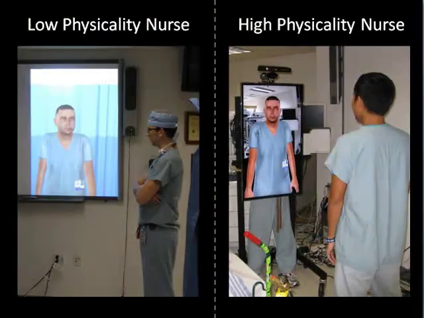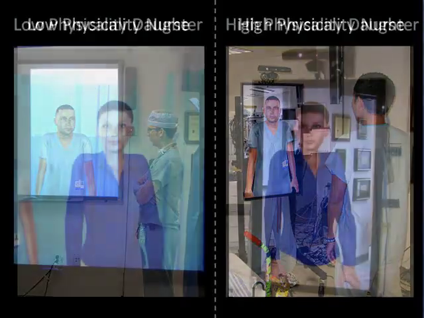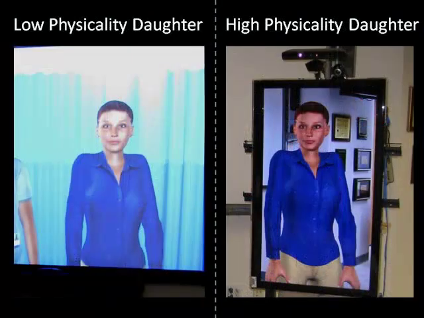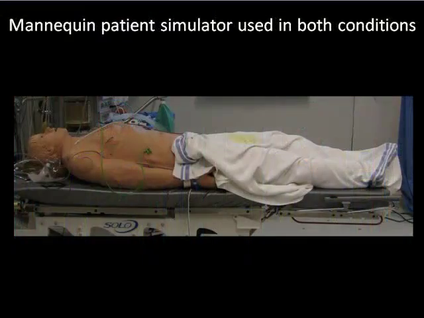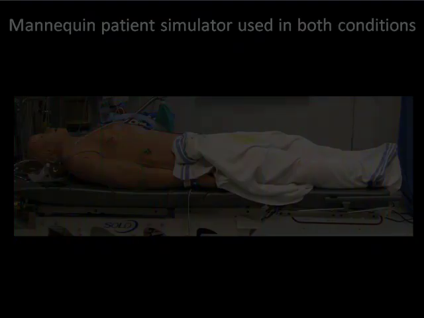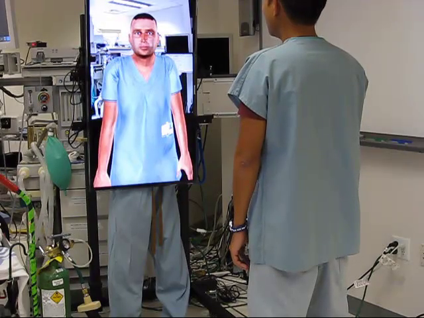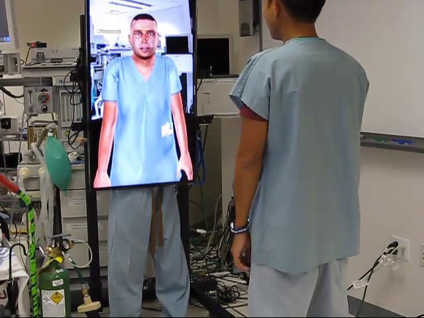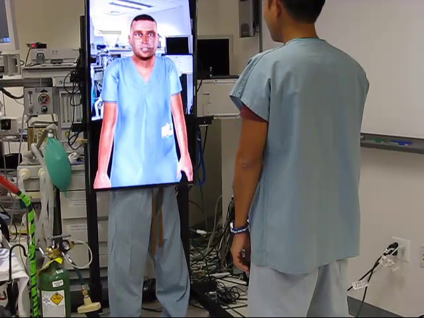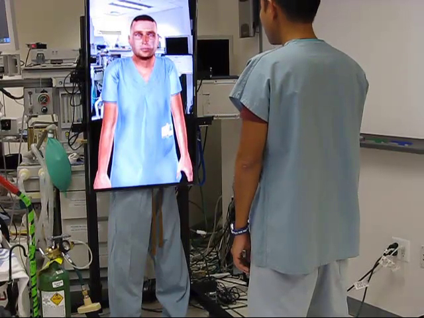Both groups participated in a team training scenario involving themselves and three ECAs, a nurse, a patient, and a daughter of the patient. The physicality of the nurse and daughter were varied between conditions. The physicality of the patient remained constant in both conditions. Before beginning the team training scenario, participants went through a brief tutorial introducing them to ECAs, in which the nurse explained to them what he was and was not capable of.